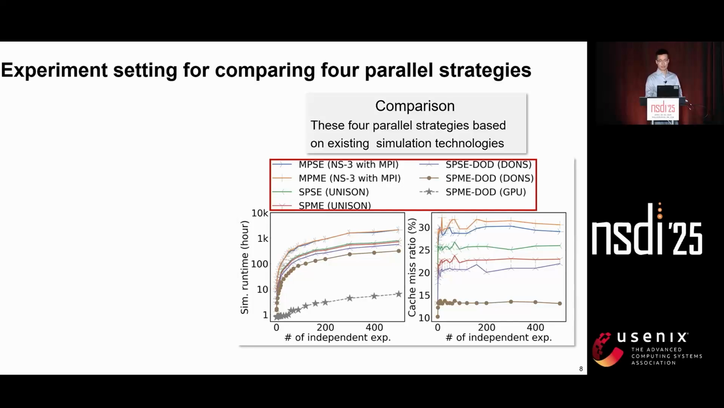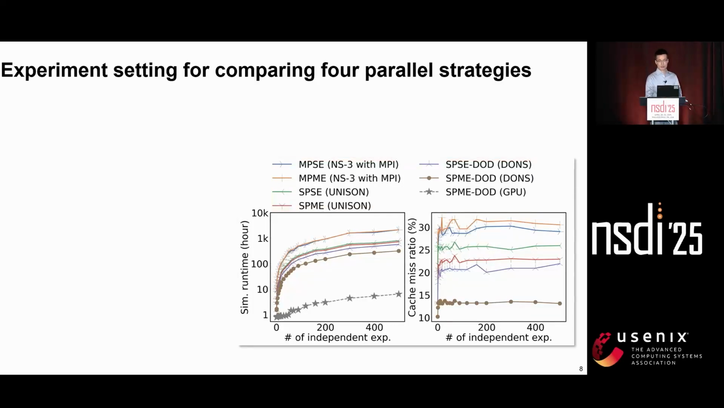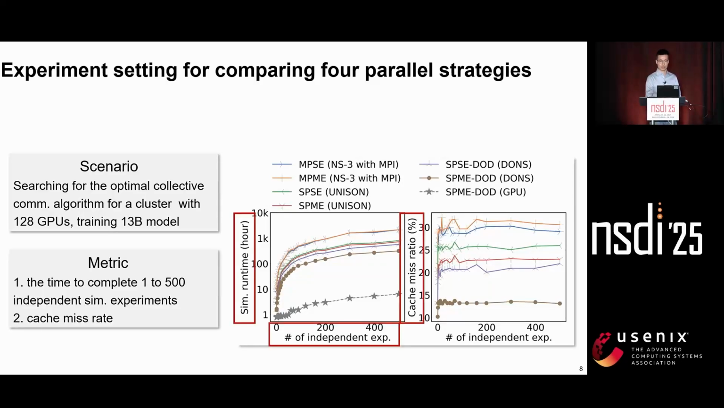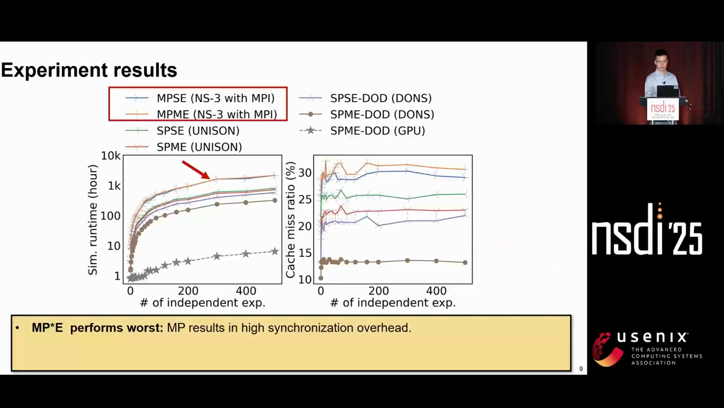And we implemented those 4 parallel strategies to compare them. The scenario involved searching for the optimal collective communication algorithm for a cluster with 128 GPUs, training a GPT-3 30 billion parameter model. And we measured the time required to complete 1 to 500 independent simulation experiments on a CPU server, and the cache miss rate.